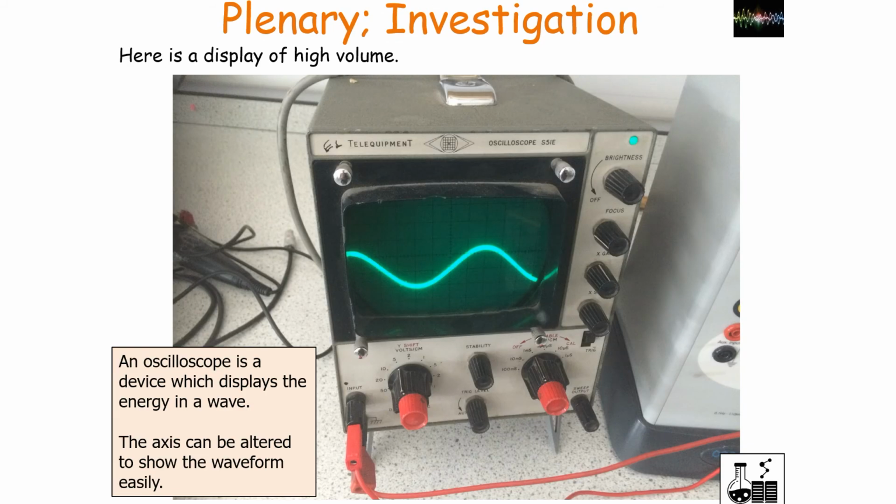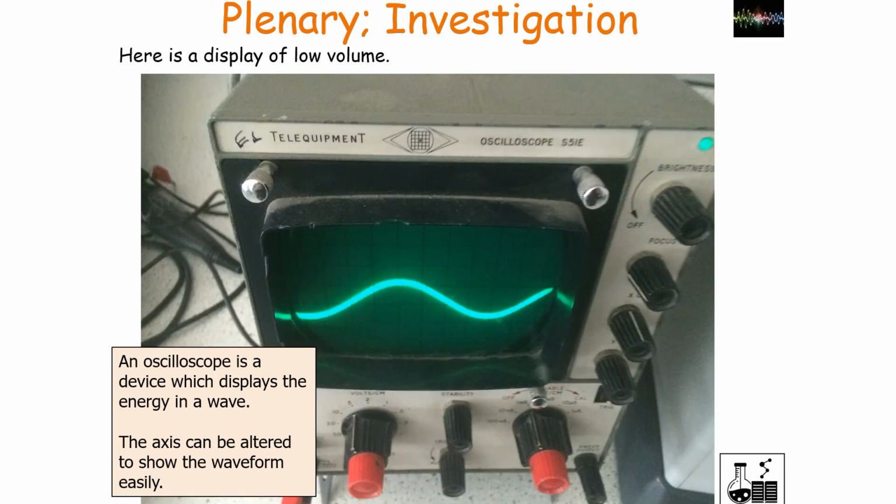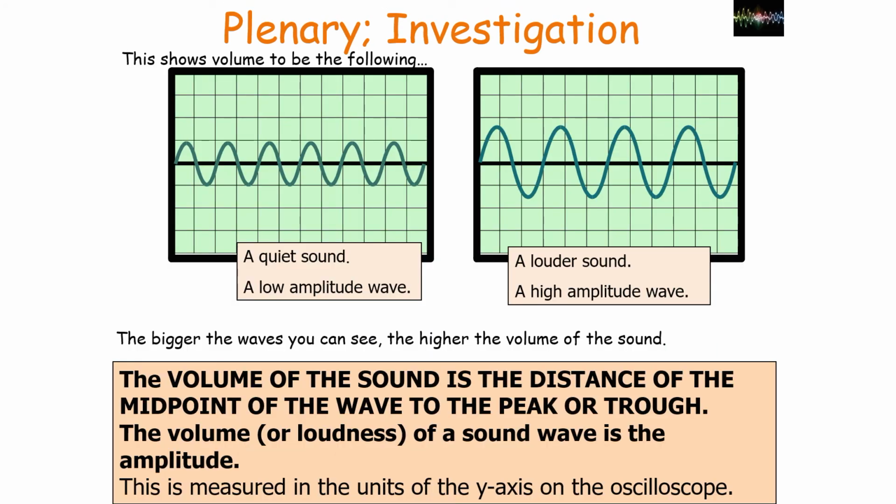So here is an example of high volume, as you can see on this particular diagram, and this is an example of low volume. So the bigger the wave, the higher the volume, and the smaller the wave, the quieter the volume. The volume of the sound is the distance from the midpoint of the wave to the peak or the trough. It's the maximum displacement from the equilibrium position. So the volume of a sound wave is the amplitude, and it's measured in the units of the y-axis on the oscilloscope.